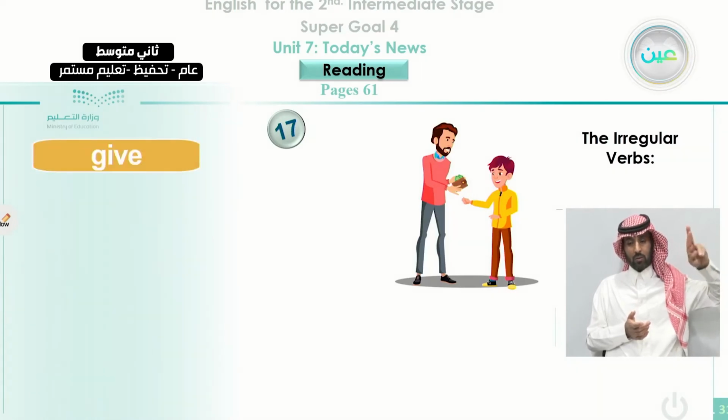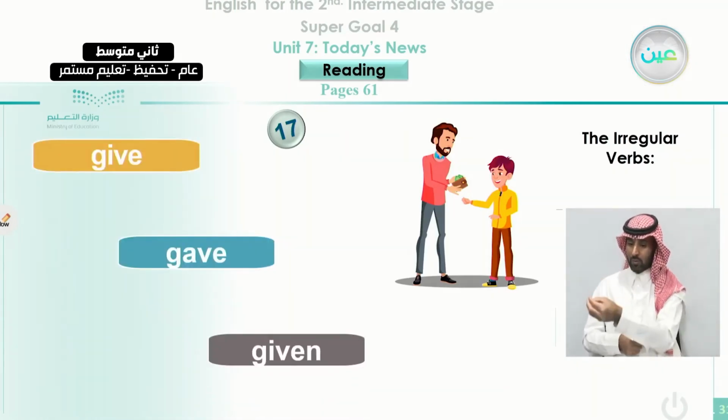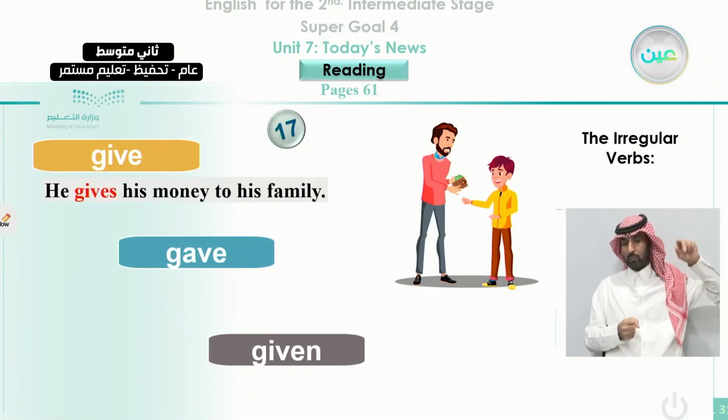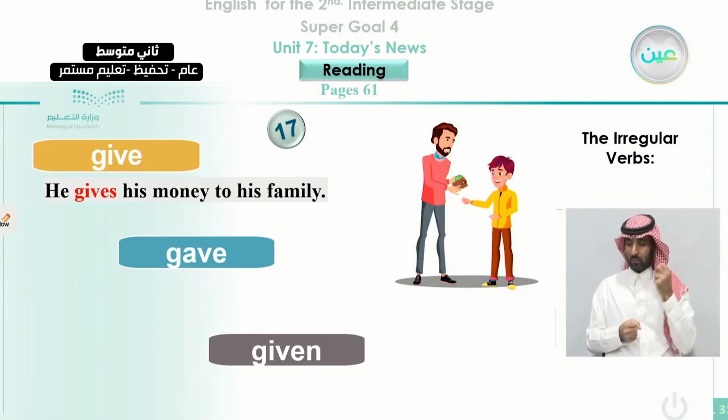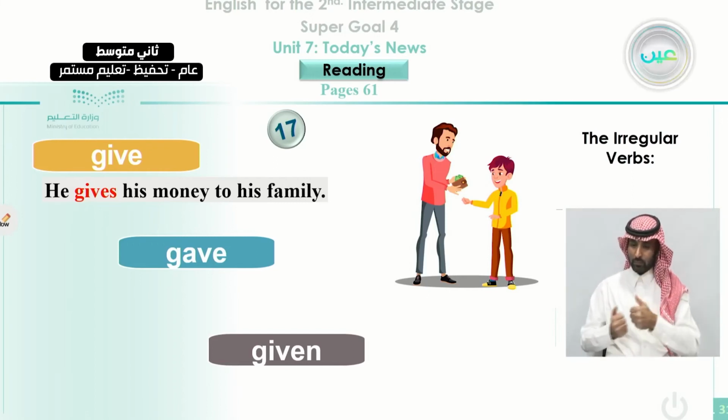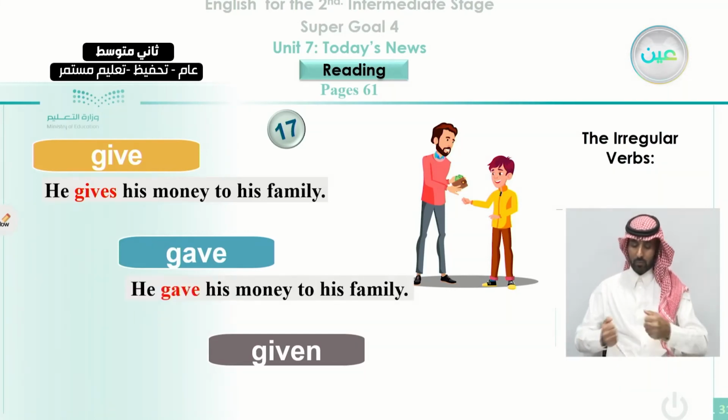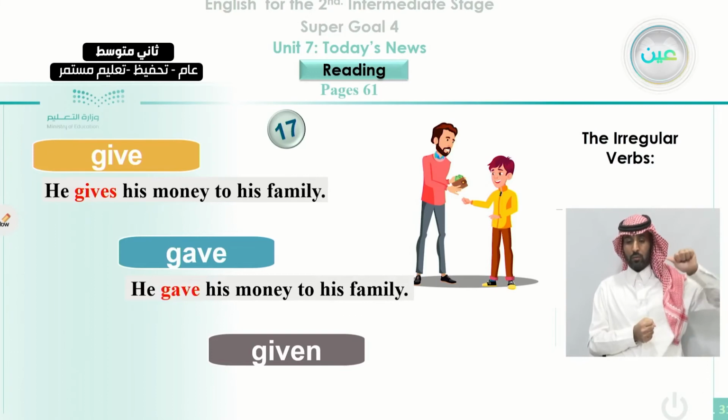Number 17, the verb is give. The past is gave, and the past participle is given. Let's read the sentence. He gives his money to his family. We're talking about the father, and we use the verb give here in the present simple. Notice we use s with the verb give because we use it in the present, and we are talking about the third person. When we have he, she, or it, we have to add s to the verb in the present simple. So we can say here, he gives his money to his family, or we can say the father gives his money to the family.